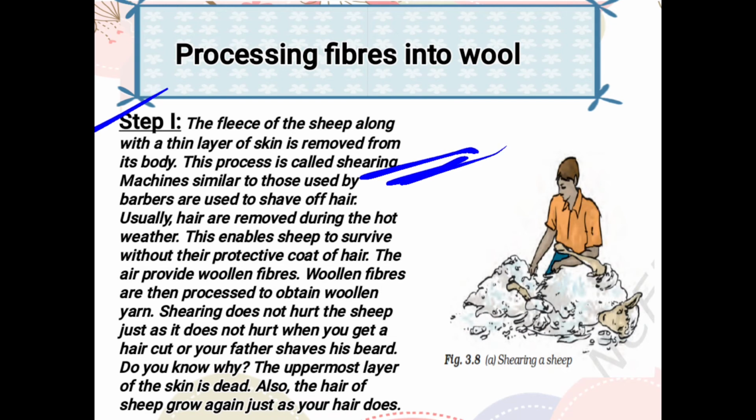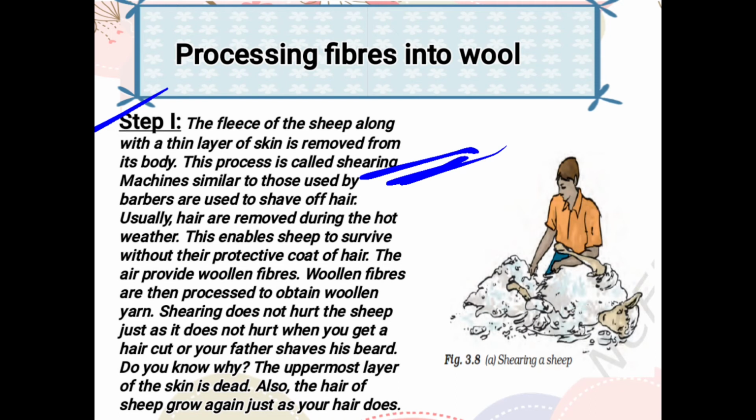Shearing is the process by which the hair is removed from the sheep's body. These hairs are removed with the help of machines. The barbers use some kind of machines to remove the hair from the body. The rearers mainly remove the hair in the summer season, because if they removed the hair in the winter season, the sheep would not be able to survive, as they would feel cold. And how are they protected in the colder seasons? With the help of the hair.